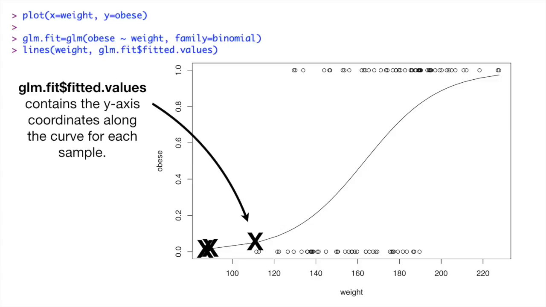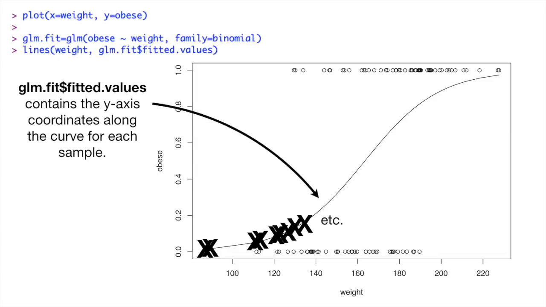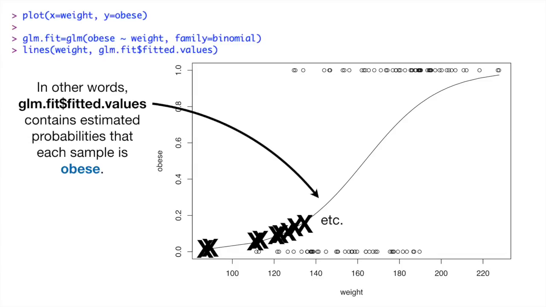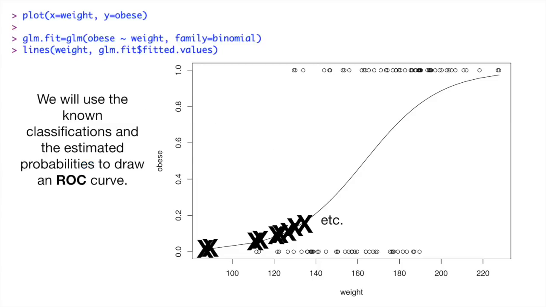glm.fit$fitted.values contains the y-axis coordinates along the curve for each sample. In other words, glm.fit$fitted.values contains estimated probabilities that each sample is obese. We will use the known classifications and the estimated probabilities to draw an ROC curve.